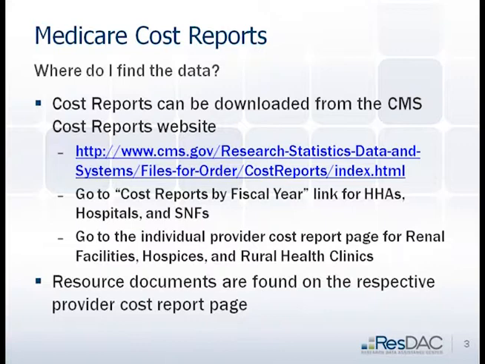I'm sorry, I'm telling you the wrong thing, I can't read the slides. For renal facilities, hospices, and rural health clinics, those are the facilities that have such small downloads that they are found within their cost report page themselves. Otherwise, home health, hospitals, and SNFs are broken out by fiscal year, and they're found within the cost report download by fiscal year. There's a specific website for the downloads. We've already looked at the resource documents, but they are found on the respective cost report pages.